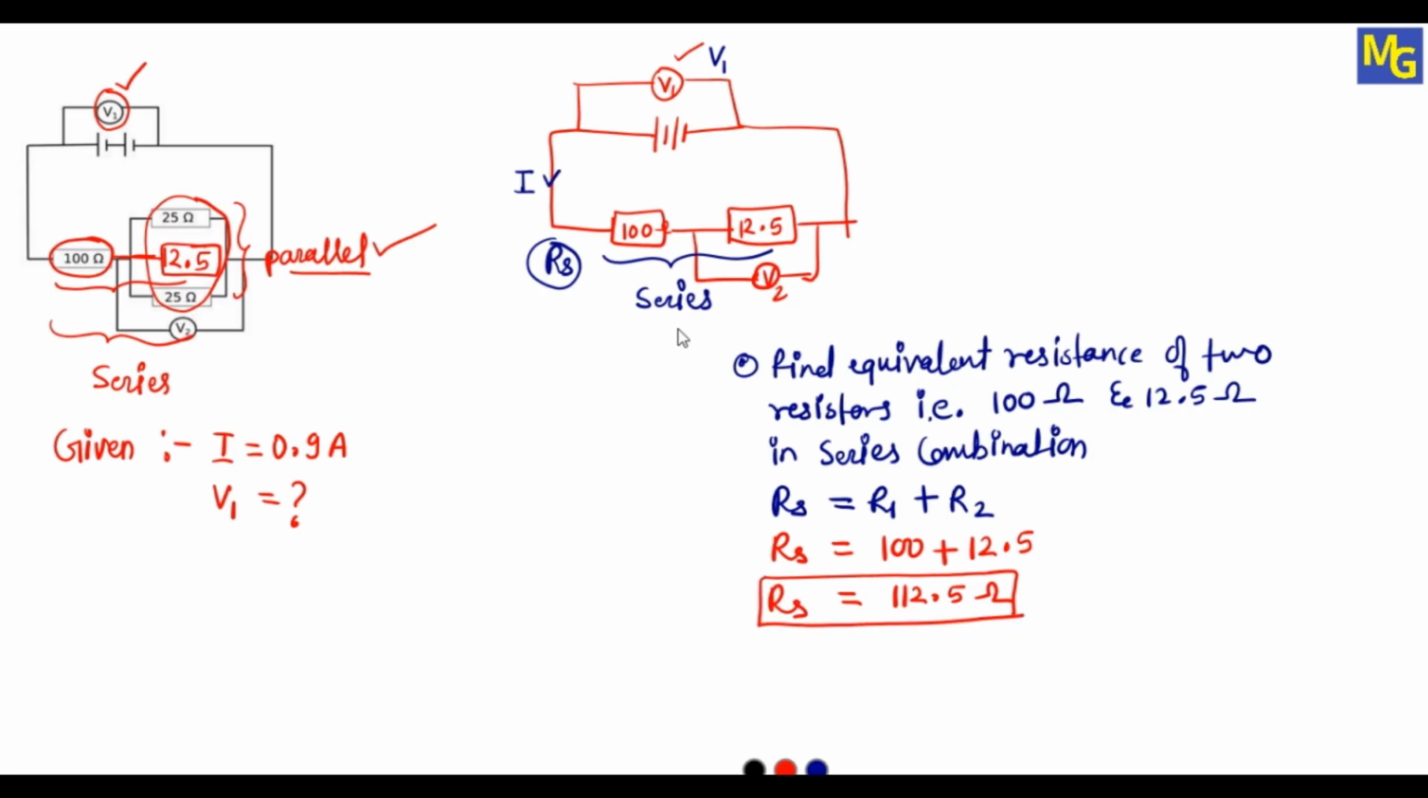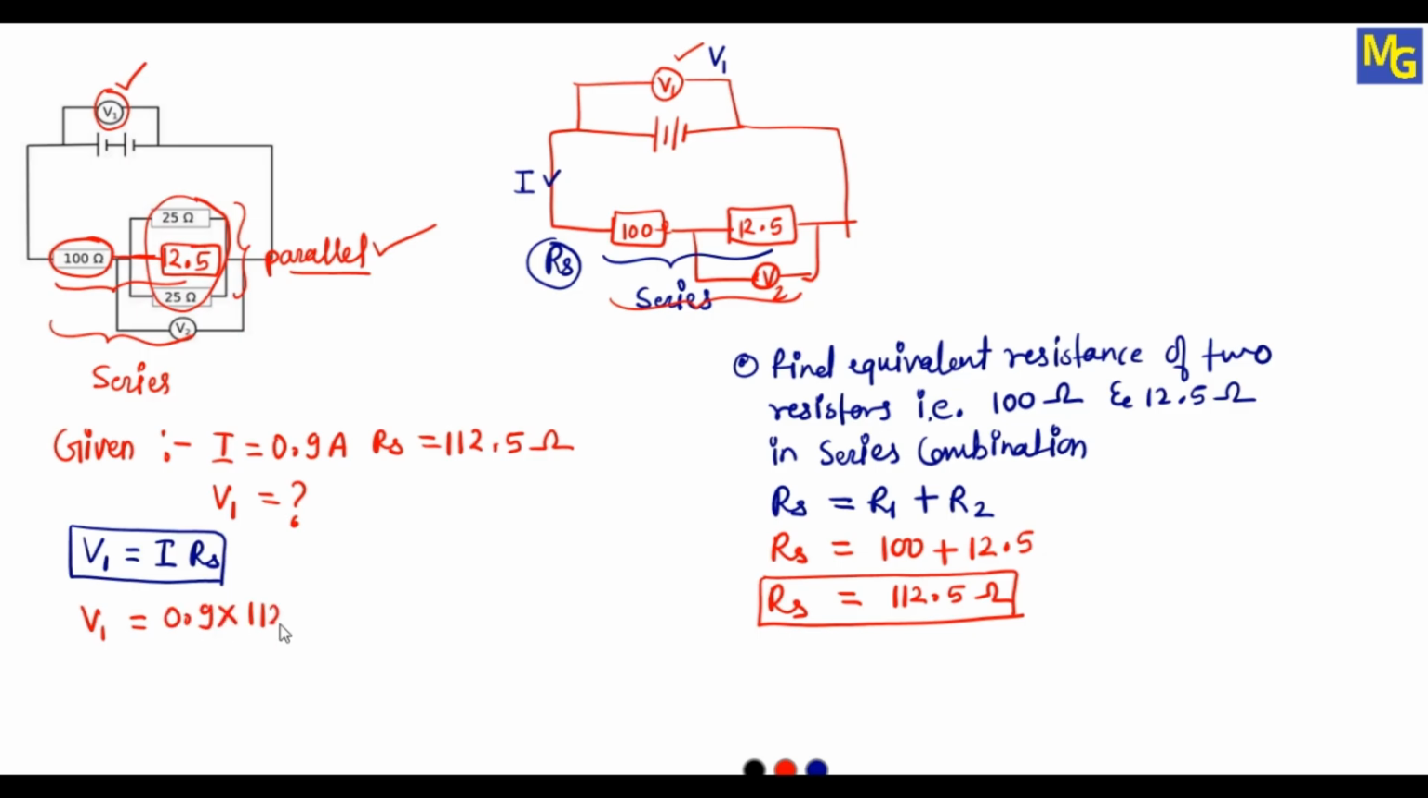Now we can easily substitute the values. Let me write it here. Again, Rs is equals to 112 point, sorry, it should be 112.5 ohm. Now take the formula. According to Ohm's law, V1 is equals to I into Rs, which we have just calculated.